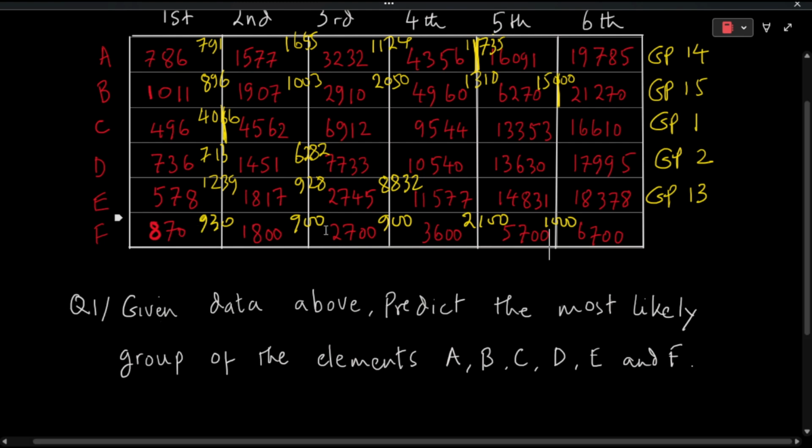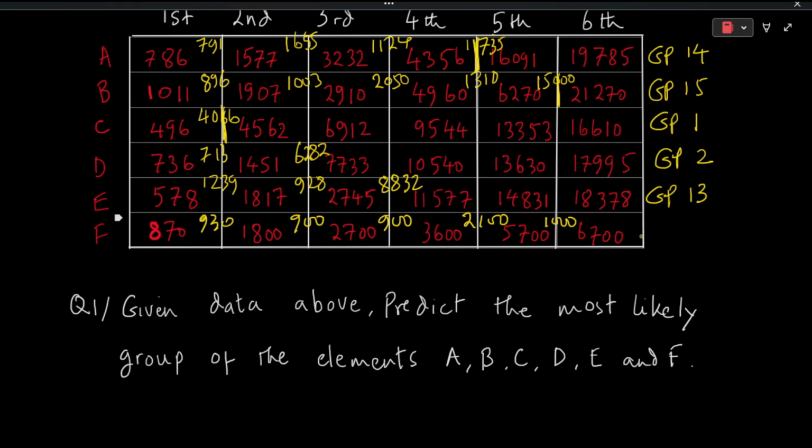And the data that we have here is only limited to the 6 valence shell electrons. So what if the huge jump comes with the 7th ionization energy or the 8th ionization energy? We are unable to tell. So we can safely predict that element F can either be in group 16 or group 17 or group 18.